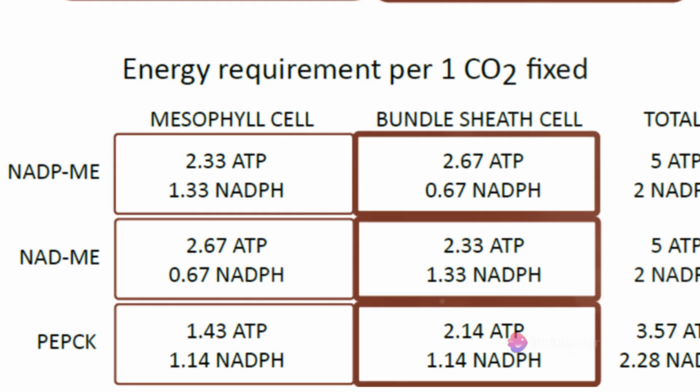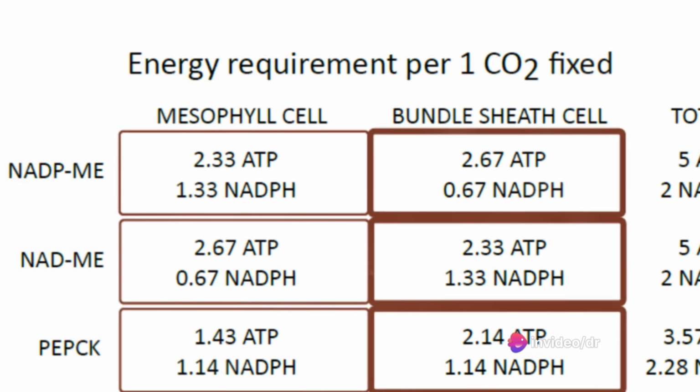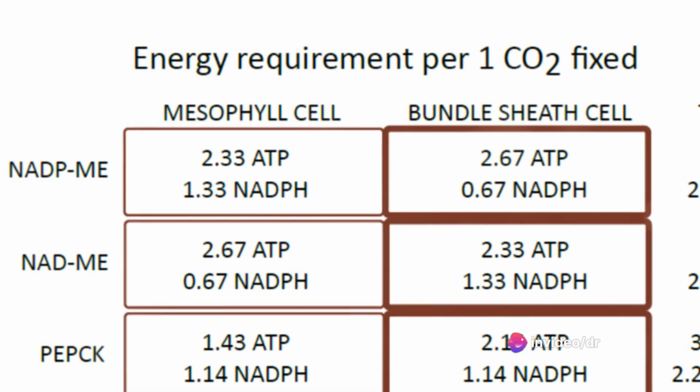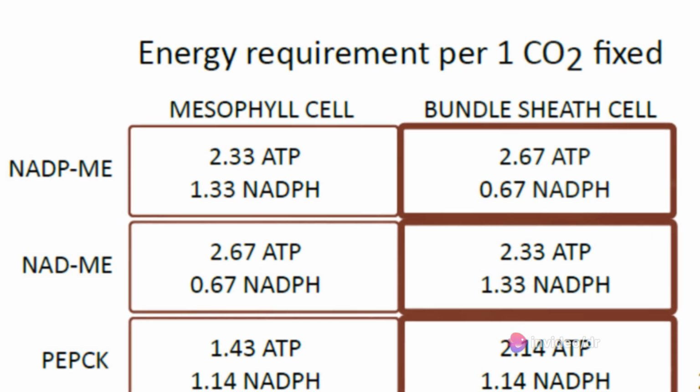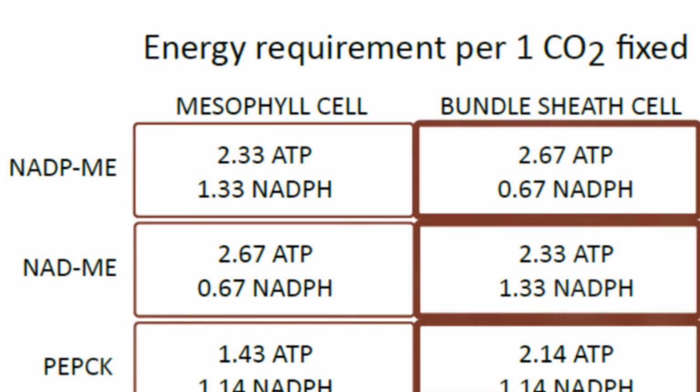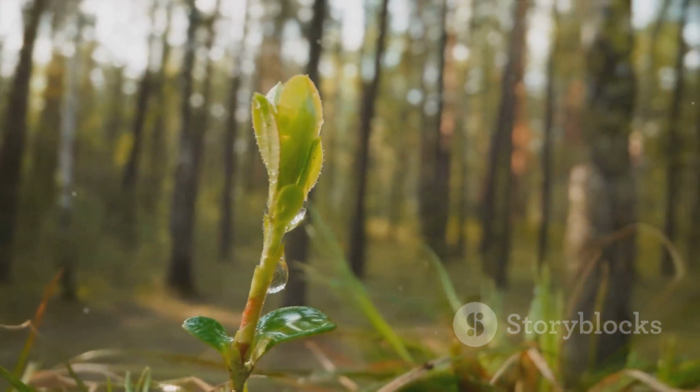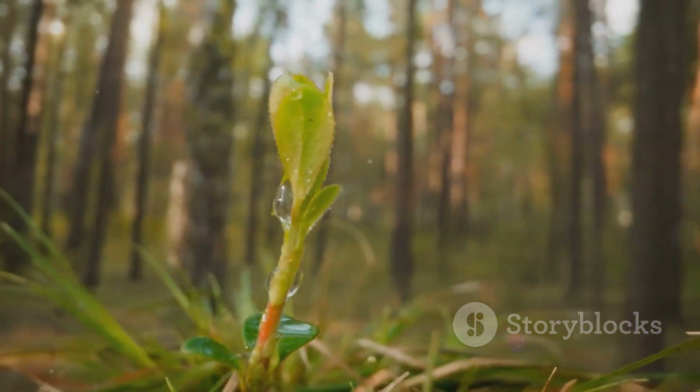Fixation of 1 CO2 requires an average of 5 ATP and 2 NADPH for the plant. Though the C4 metabolic cycle consumes more energy than C3 photosynthesis, it enables plants to continue photosynthesis efficiently under difficult conditions.